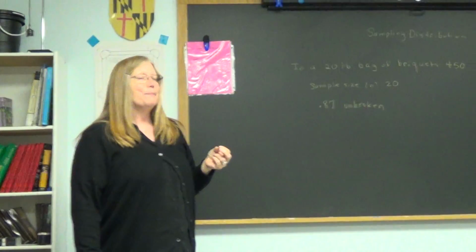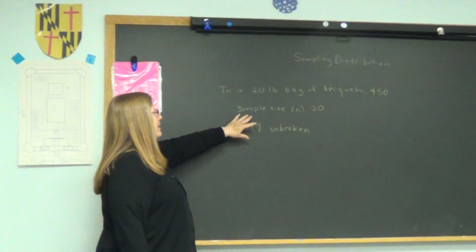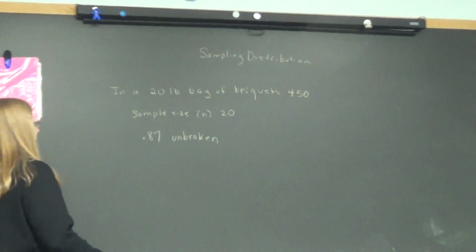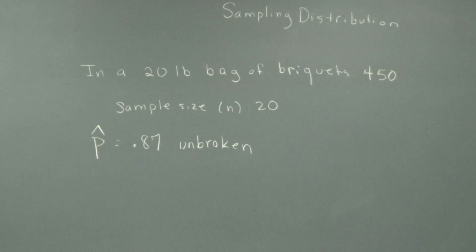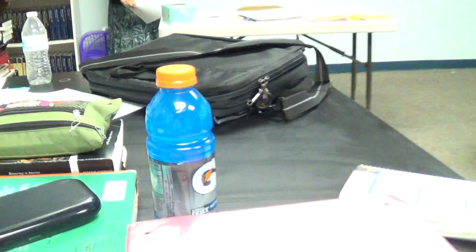What proportion are unbroken? What p? And so I'm going to sample 20 out of the 450. And when I did that, we call it p hat. And p hat is a proportion from a sample. So once I put the hat on, it's from a sample.